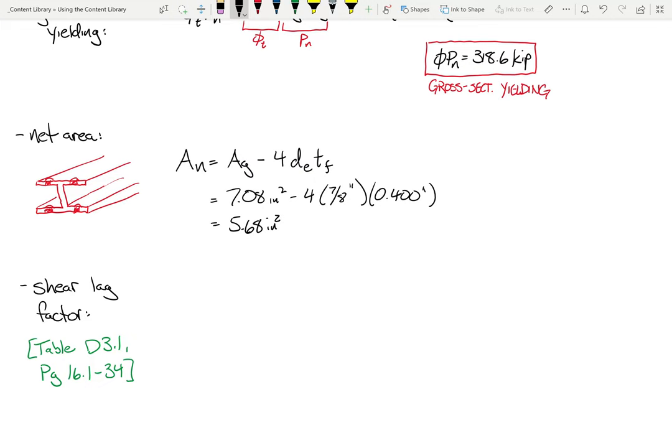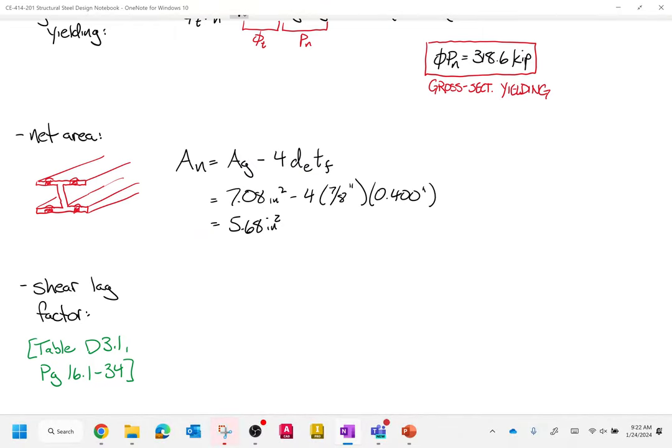Okay, so the first question I always want you to ask whenever you're assessing a tension member and you look at shear lag is, are we dealing with case one or are we dealing with case two? Which is it? Case two. And why case two? Exactly, only some of the cross-sectional elements are connected. We have the flanges connected, but not the web. The web is not connected. So we definitely are going to be dealing with case two.